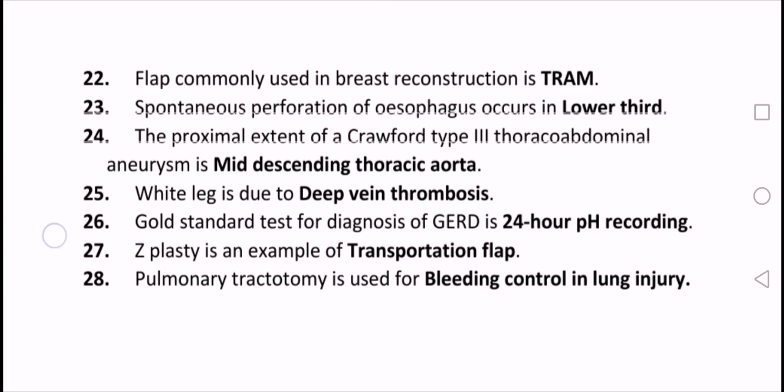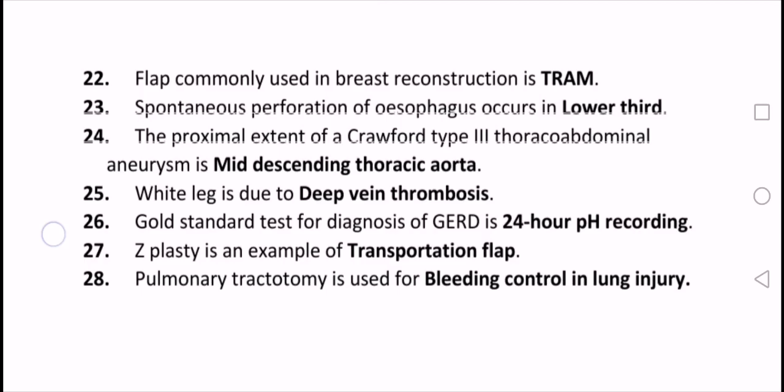The proximal extent of Crawford type 3 thoracoabdominal aneurysm is mid-descending thoracic aorta. White leg is due to deep vein thrombosis. Gold standard test for diagnosis of GERD is 24-hour pH recording. Z-plasty is an example of transposition flap.